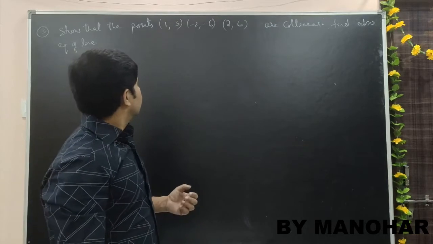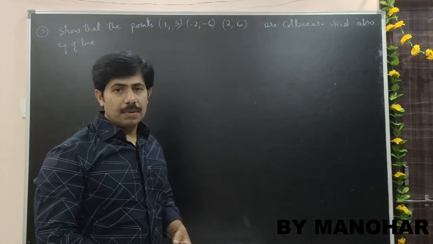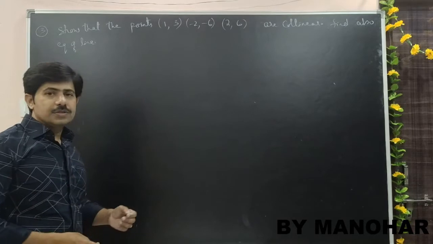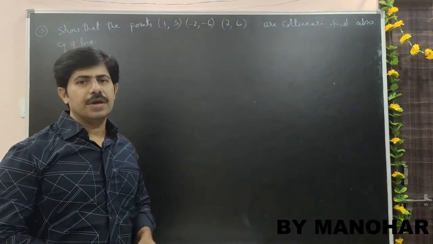Points (3, -2), (-6, 2), (6...) are collinear, and also find the equation of the line. Okay, so this problem you try.